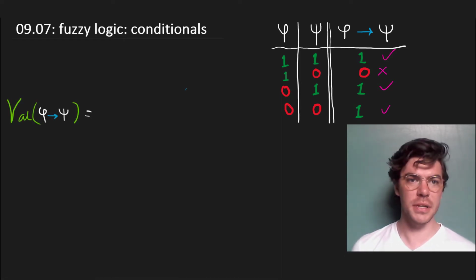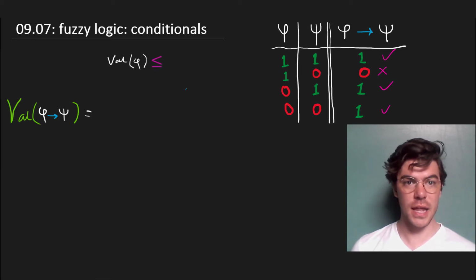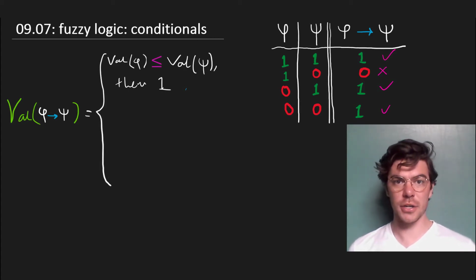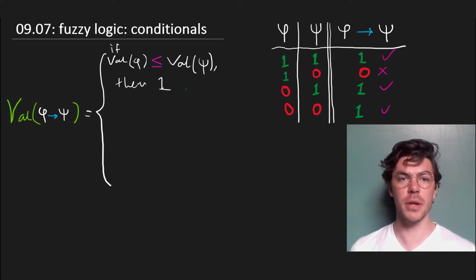Well, there are two possibilities for phi and psi. If the valuation of phi is less than or equal to the valuation of psi, then the valuation of if phi then psi is 1. So that's our first possibility. And that roughly corresponds to our going from either lower truth values to higher ones or going from the same truth value 0 to 0 or 1 to 1.